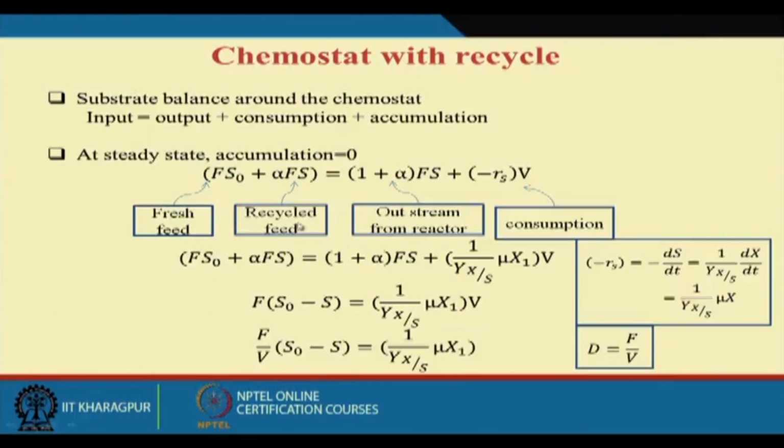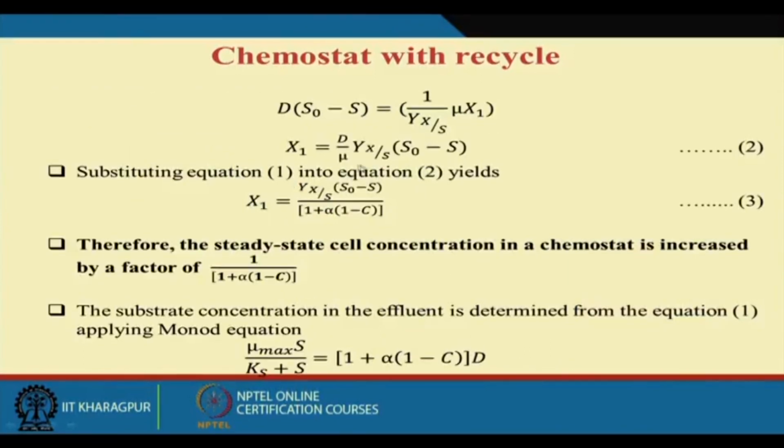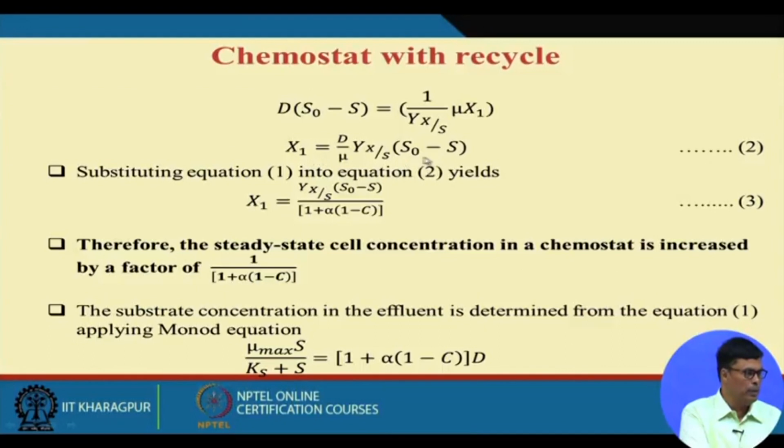Again, this can be calculated in another way. This is the fresh feed F into S0. This is the recycle feed. This is the outgoing feed that is going out. This is the material analysis, and this is the substrate consumption. This is on the basis of the substrate balance. We can also write this equation like this. Now finally, we come across X1 equal to this value.